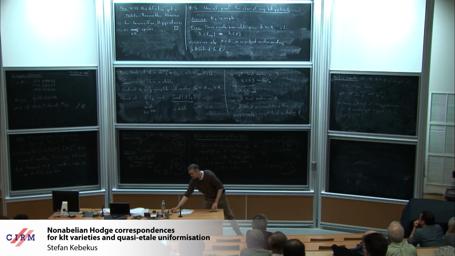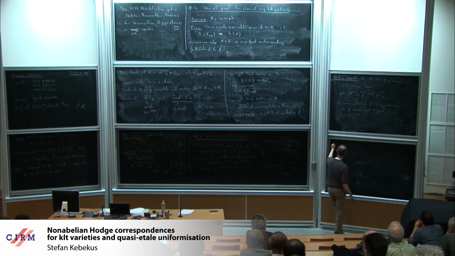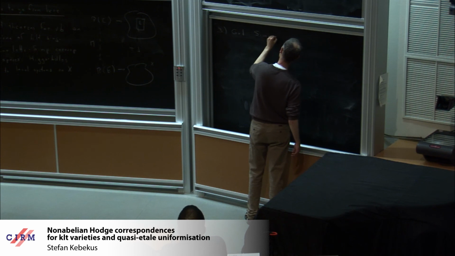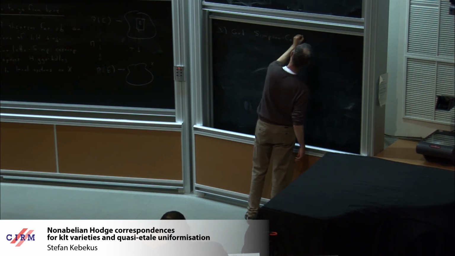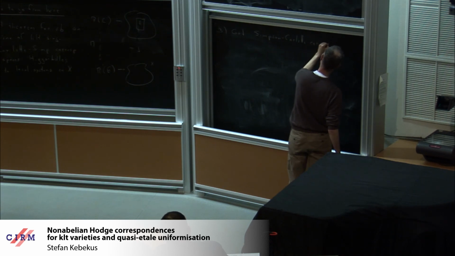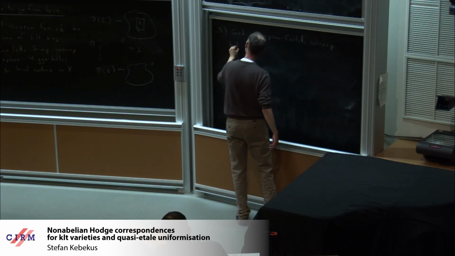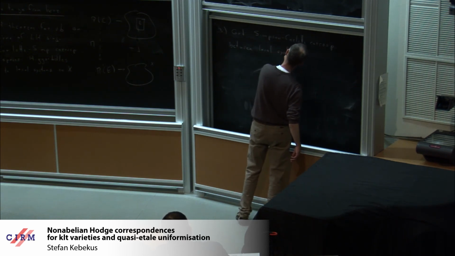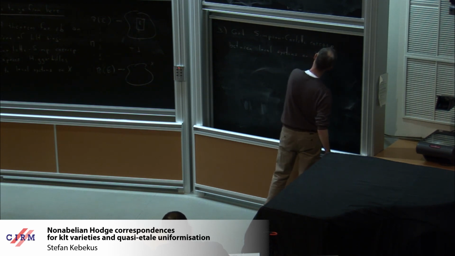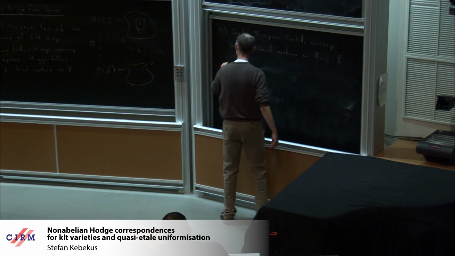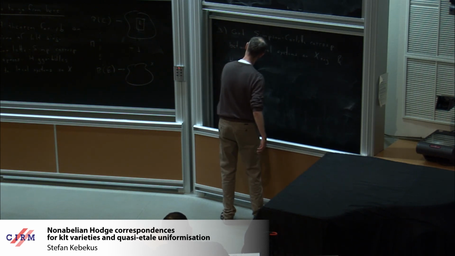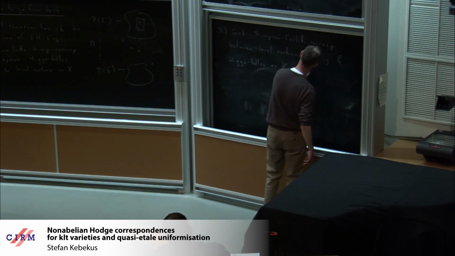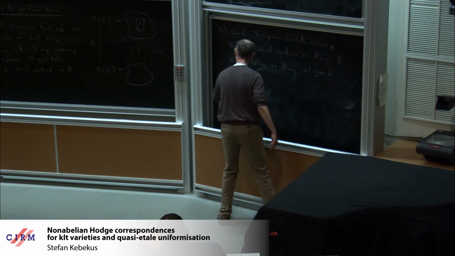So we get a Simpson-Corlette correspondence between local systems on X reg and Higgs bundles on X reg with good boundary behavior.